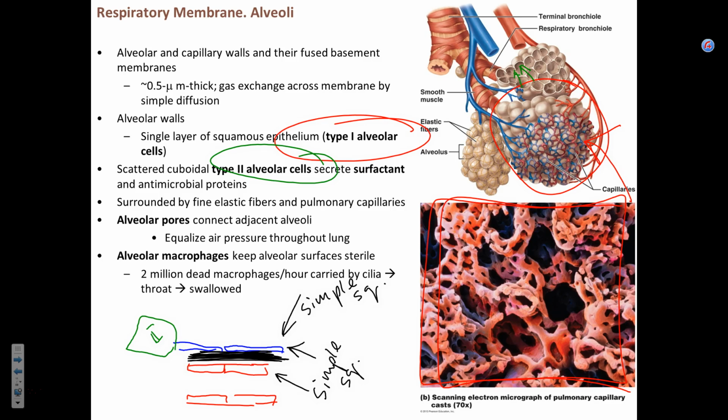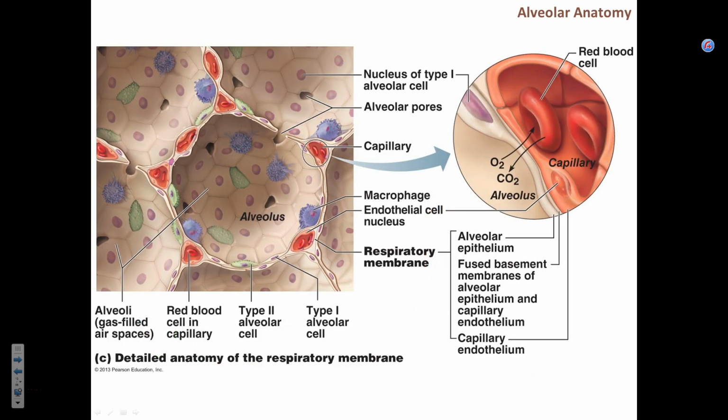So when macrophages die, some of them are constantly moved up by the cilia with the mucus, and you swallow them. So you destroy a lot of dead macrophages all the time. So that's basically what alveoli look like.